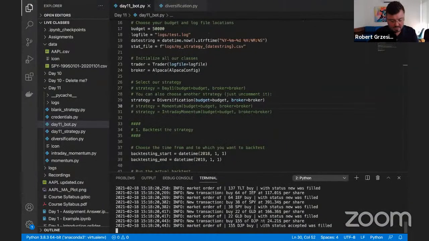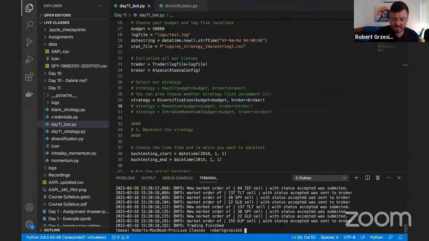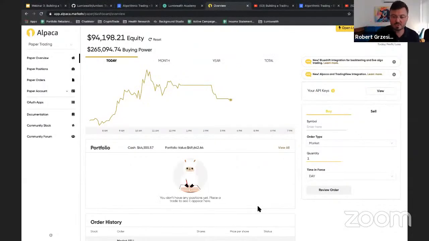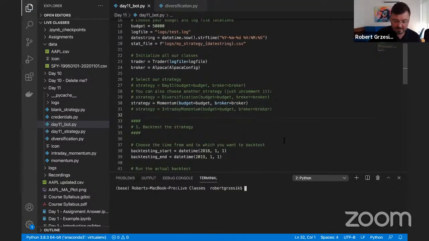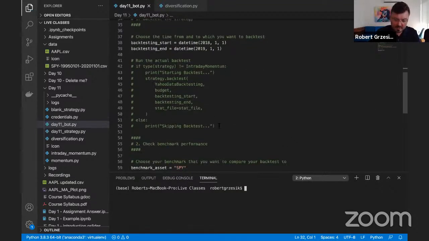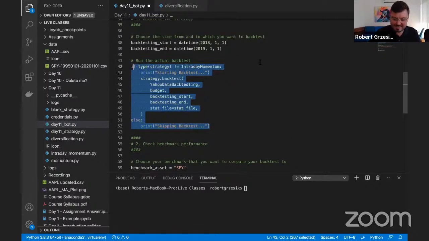Okay, so let's cancel this. So I'm going to close this. It's automatically going to sell everything. Boom, everything's sold automatically. Let's show off the next one. So I'm going to show off another one here, our momentum strategy. I'm going to attempt to run this back test again, just because I want to show you guys this.